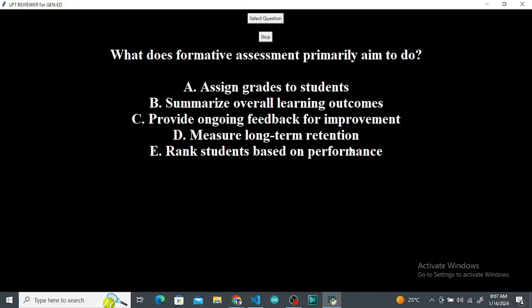What does formative assessment primarily aim to do? A. Assign grades to students. B. Summarize overall learning outcomes. C. Provide ongoing feedback for improvement. D. Measure long-term retention. E. Rank students based on performance. The correct answer is provide ongoing feedback for improvement.